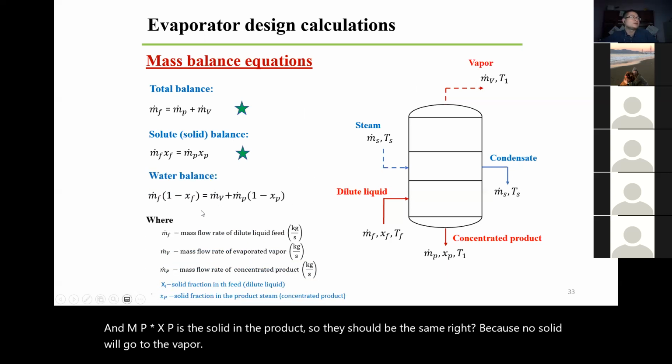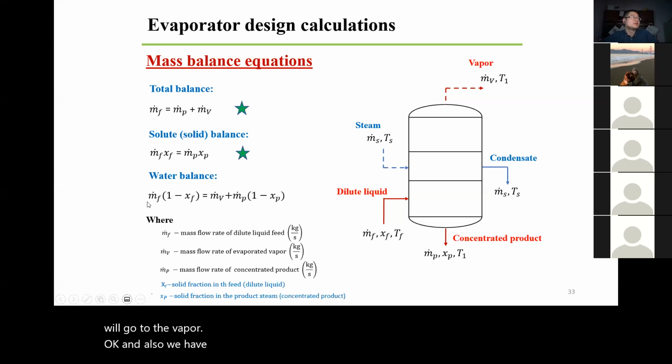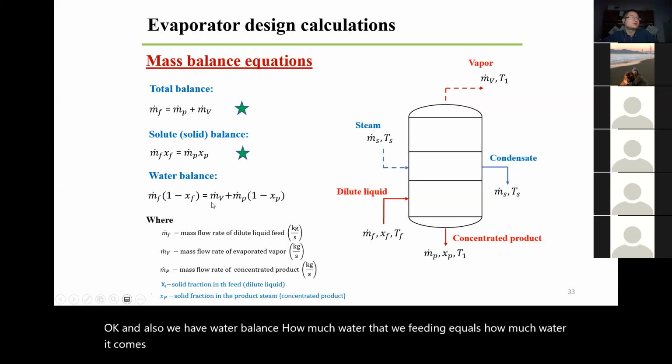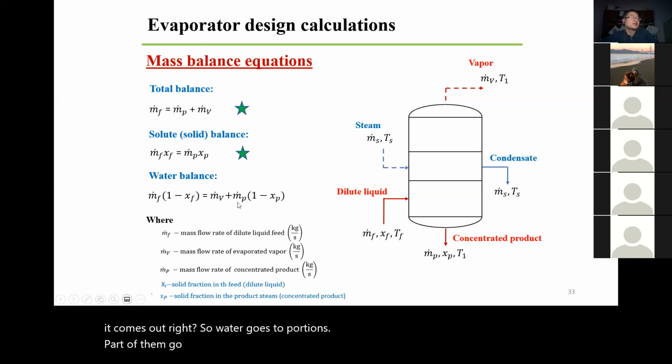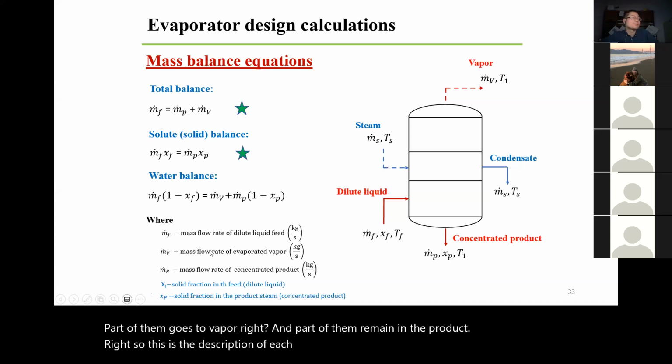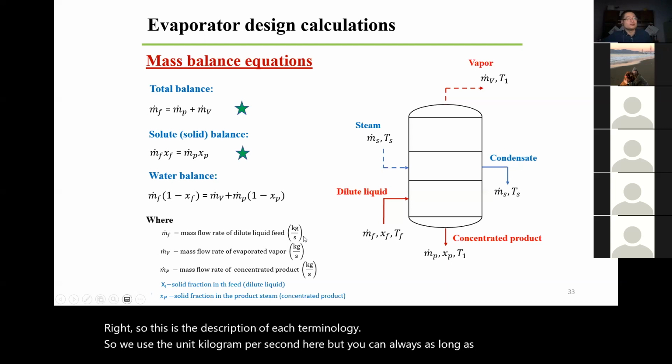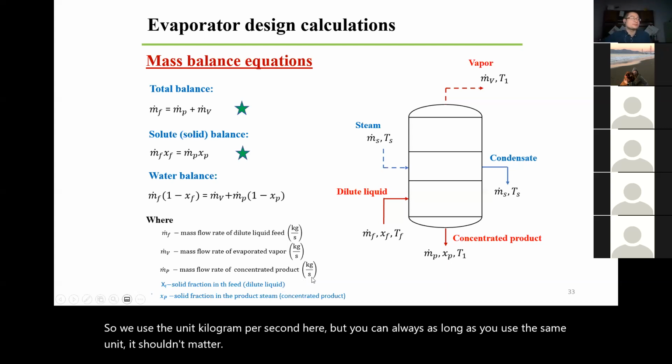And also we have a water balance. How much water we feed in equals how much water comes out, right? So water goes two ways. Part of it goes to vapor, and part of it remains in the product. So this is the description of each terminology. We use the unit kilogram per second here, but as long as you use the same unit, it shouldn't matter. So any questions about those equations?